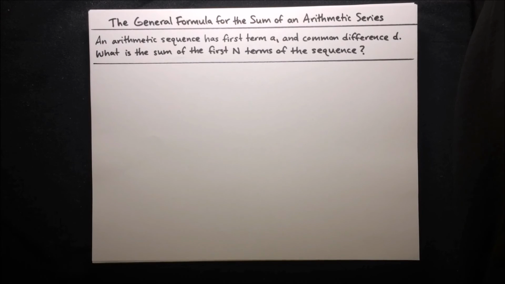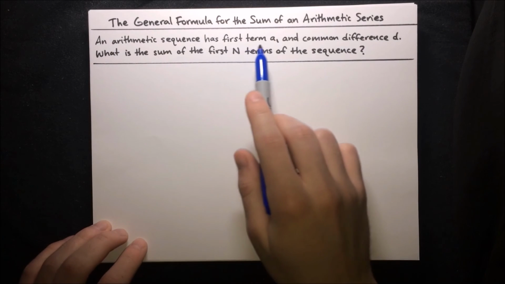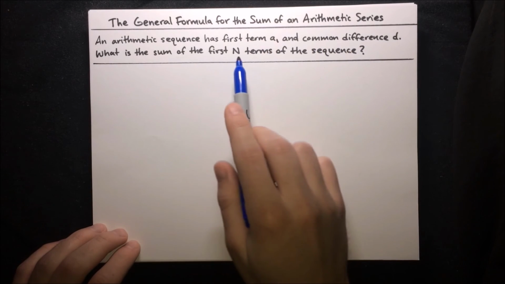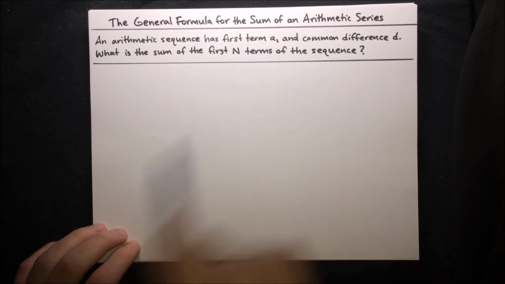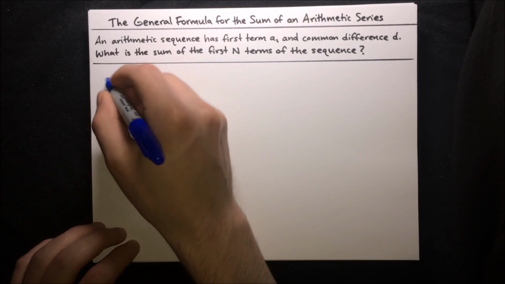In this video, I'm going to show you how to find and use the general formula for the sum of an arithmetic series. So suppose we have an arithmetic sequence which has the first term a1 and a common difference d. What is the sum of the first n terms of the sequence? Well, we already know one formula for the sum of an arithmetic sequence, and it goes like this.